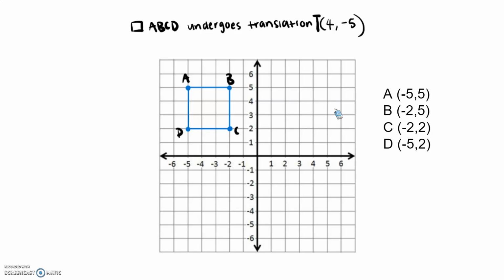First is point A. The corresponding point will be going to the right 4 because the x-coordinate is being increased, and down 5 because the y-coordinate is being decreased. Next is point B. The x increases by 4, making it 2, and the y is decreased by 5, making it 0. Point C would be 2, -3, and finally point D.